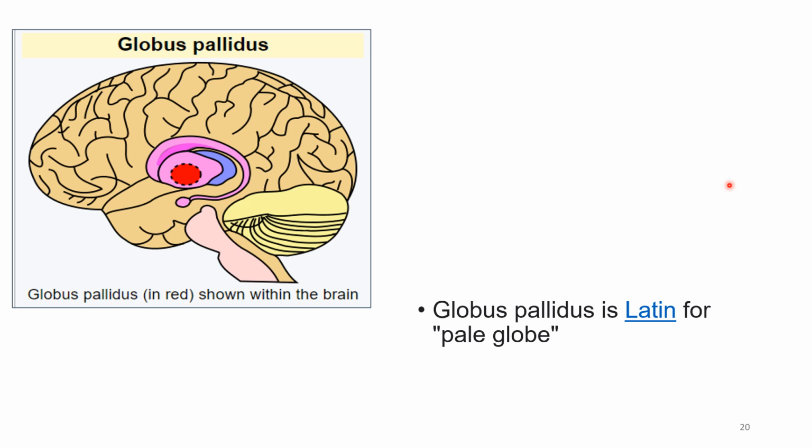Now we came to the paleostriatum. In that you have the globus pallidus, internus and externus. Globus pallidus is a Latin word meaning pale globe. Here the globus pallidus is shown in red within the brain.